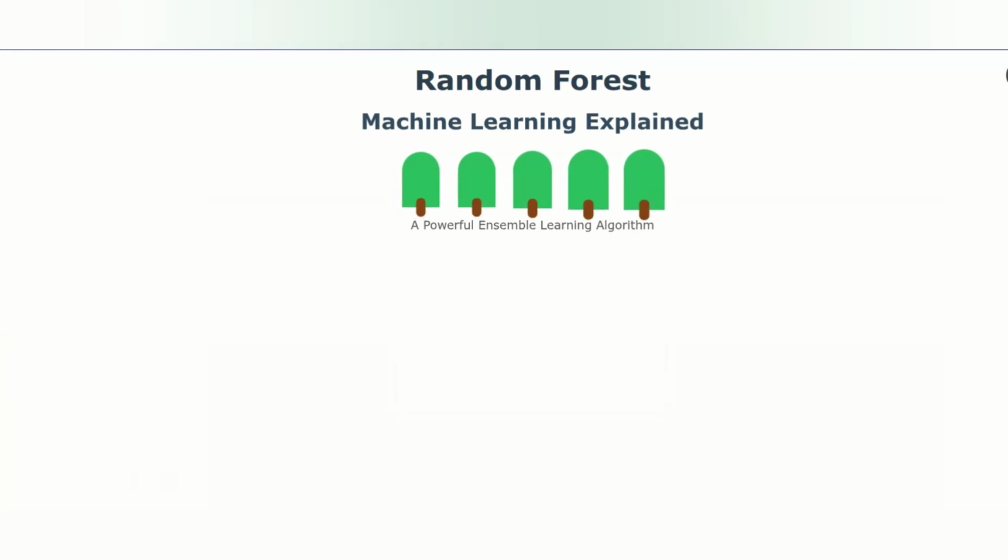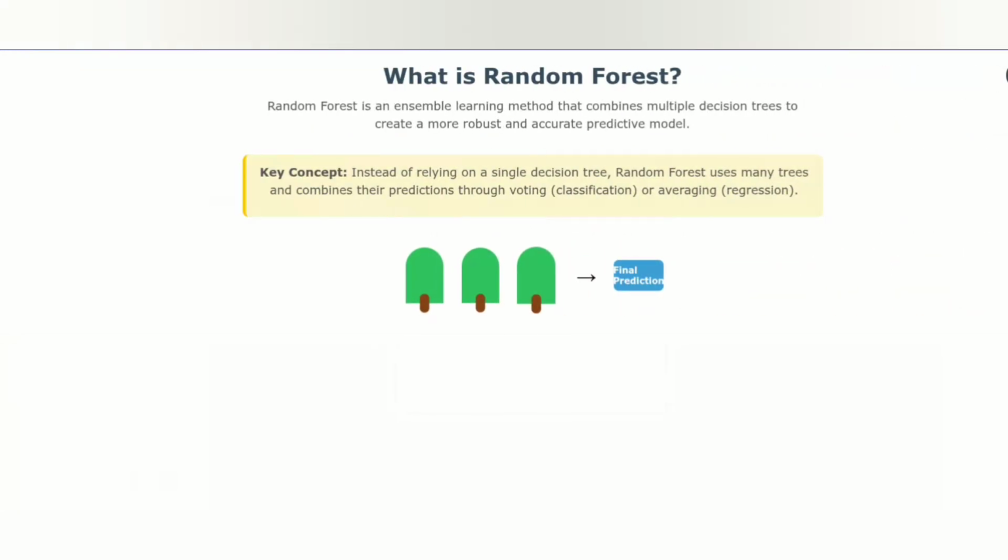Let's start with the basics. Random forest is what we call an ensemble learning method. But what does that mean exactly? Think of it this way. Imagine you're trying to make an important decision. Would you rather ask just one person for advice, or would you ask multiple experts and then make your decision based on their collective wisdom? Random forest follows the same principle.